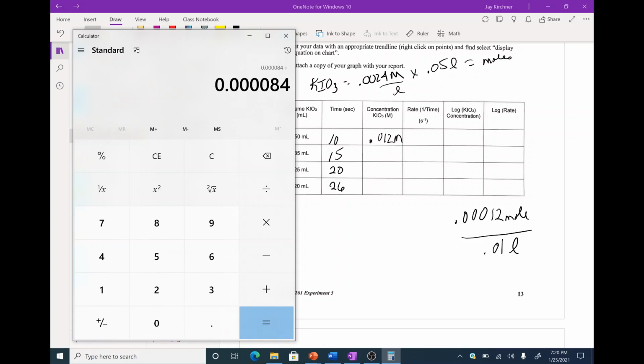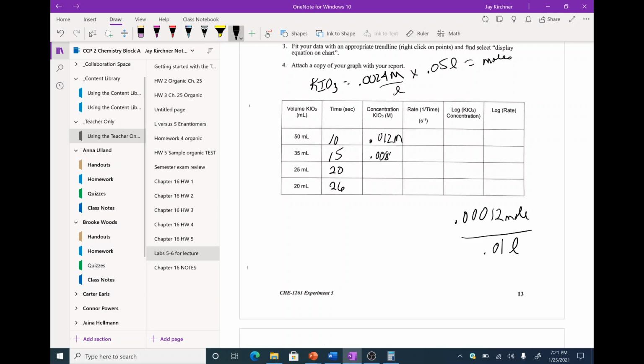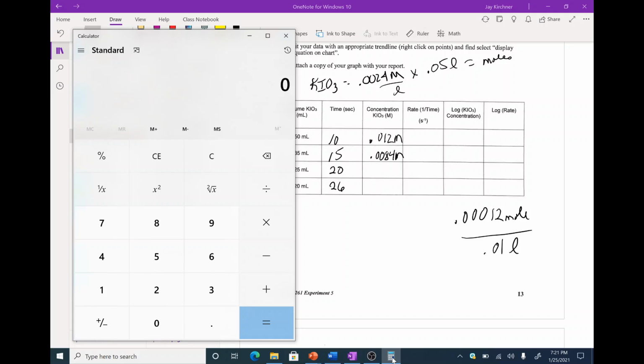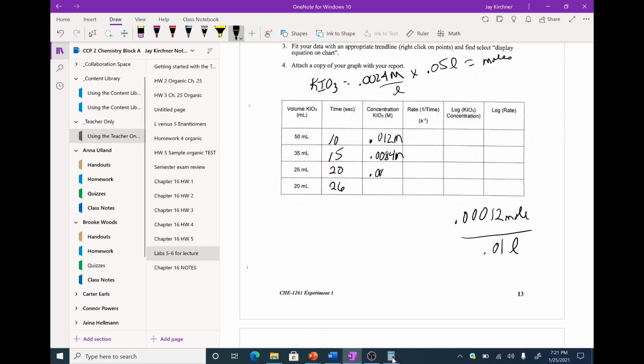Equals, and divided by, again, 100 mils, which is 0.01 liters. So this one is 0.0084 molar. Okay, let's do the next one. 0.0024 molar times 0.02 liters is 0.0048. Lots of zeros, divided by 0.01, 0.0048. All right, and then the last one, just 20 milliliters.